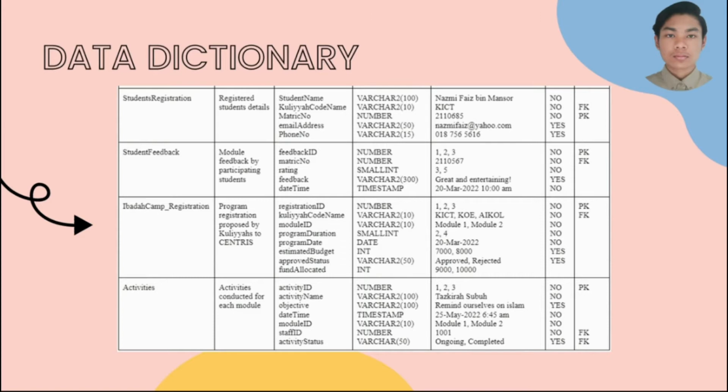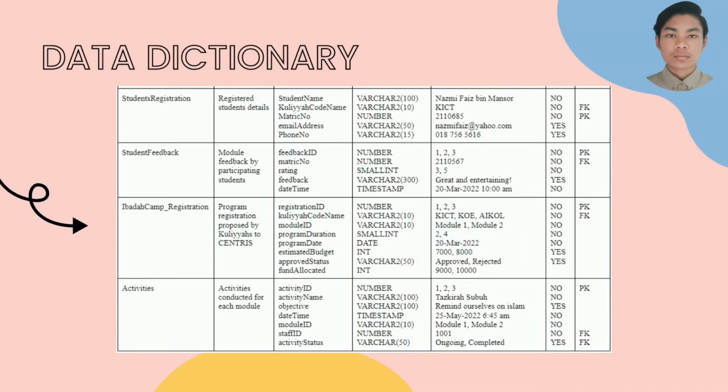And furthermore, for the entity named Ibadah Camp registration, the database will store program details that had been proposed by each kuliah, such as program duration, program date, their estimated budget, approved status, and fund allocated. And lastly, entity named activities. It will store activities that we conduct for each module by each kuliah.